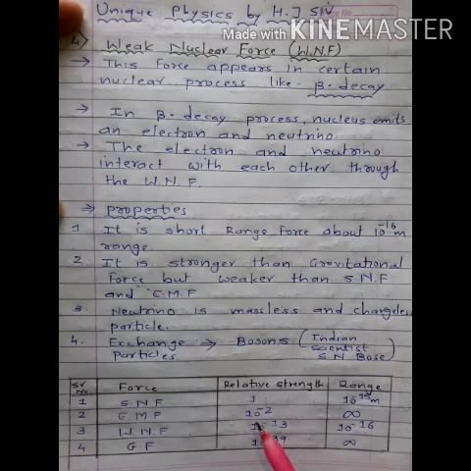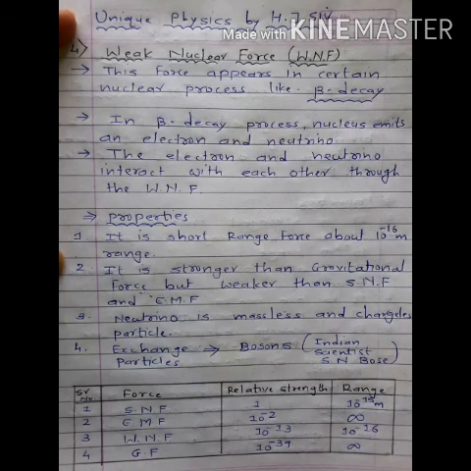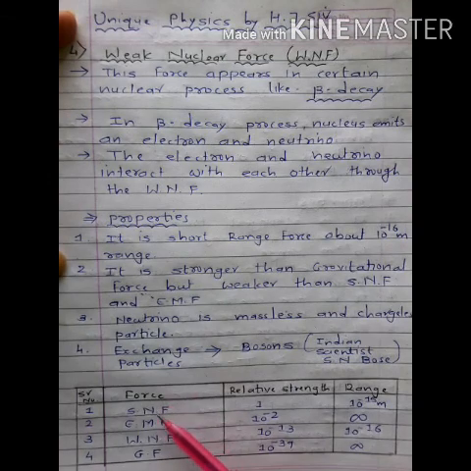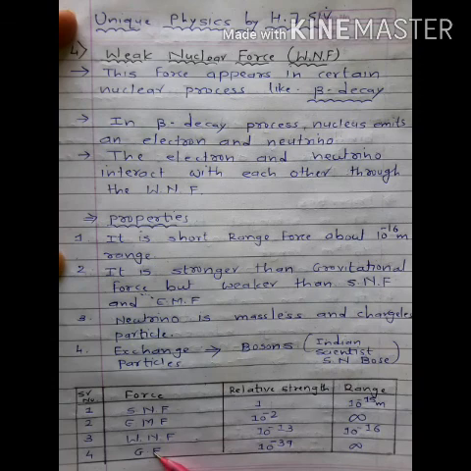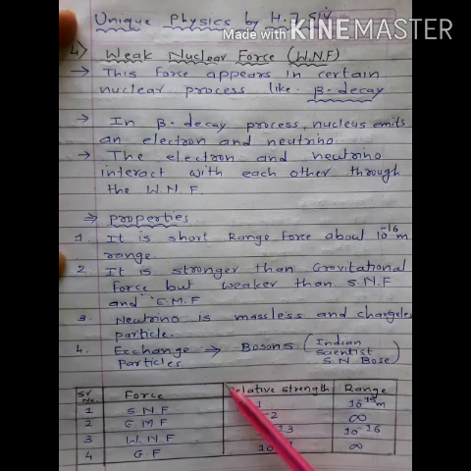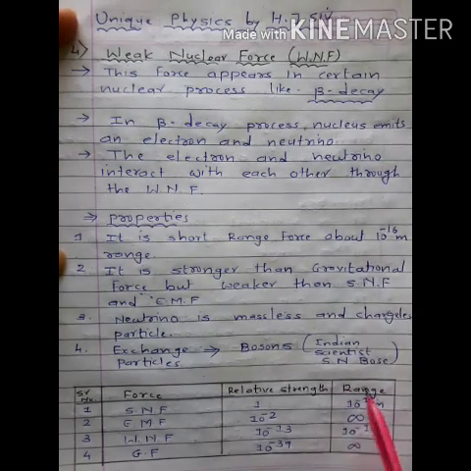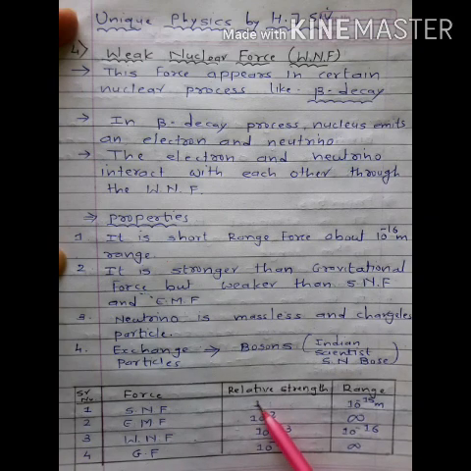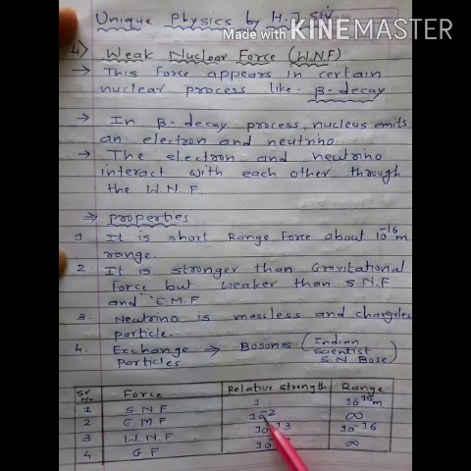Now remember the last table of this chapter. We have four types of fundamental force: strong nuclear force, electromagnetic force, weak nuclear force, and gravitational force. Here the relative strengths are given. Clear? And the ranges are also given. Relative strength: suppose the value of strong nuclear force is 1. So compared to strong nuclear force, the relative strength of electromagnetic force is 10 raised to minus 2.